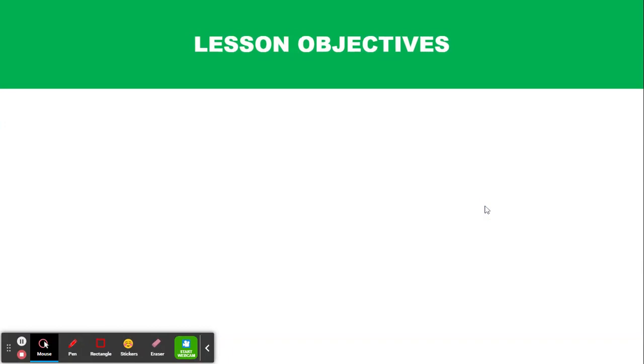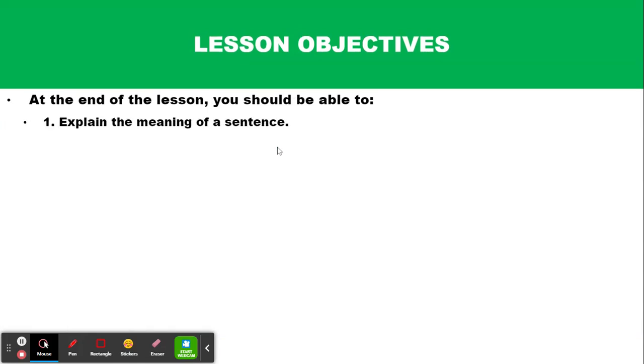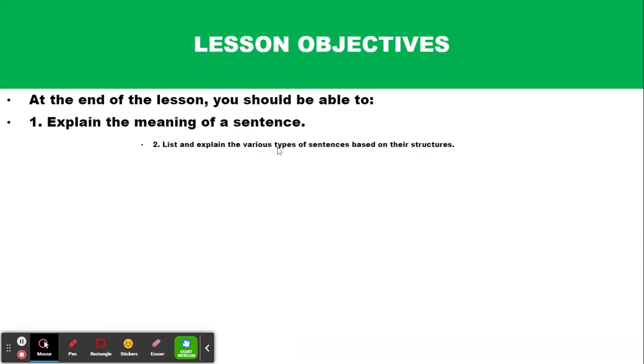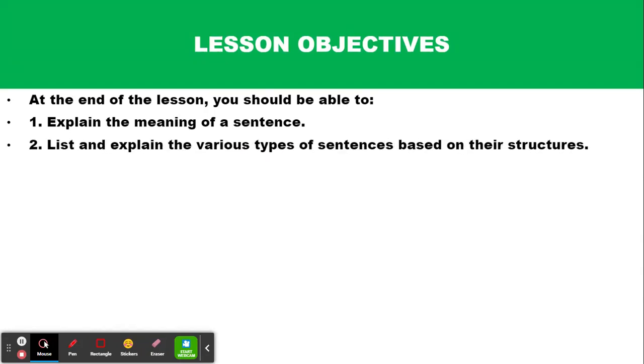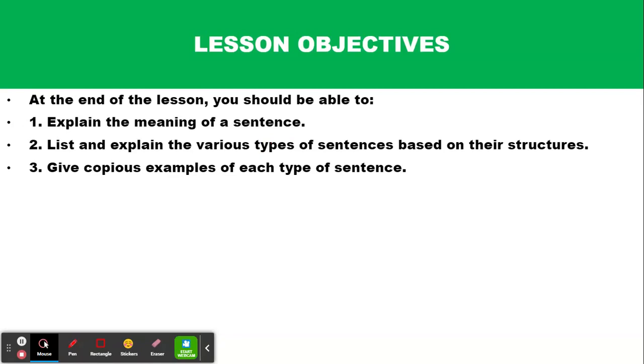We want to begin with the lesson objectives. At the end of the lesson, you should be able to do the following. 1. Explain the meaning of a sentence. 2. List and explain the various types of sentences based on their structures. And 3. Give copious examples of each type of sentence.